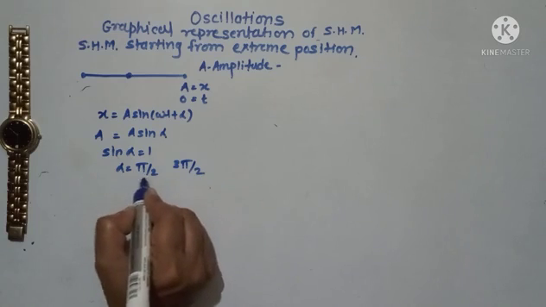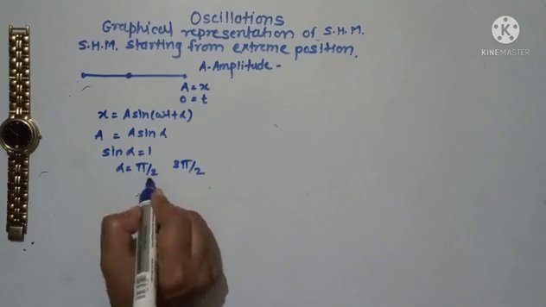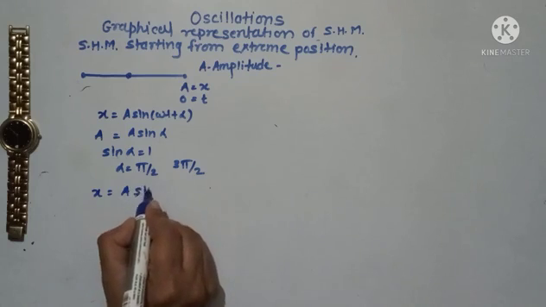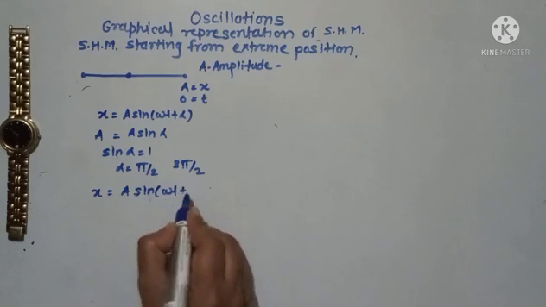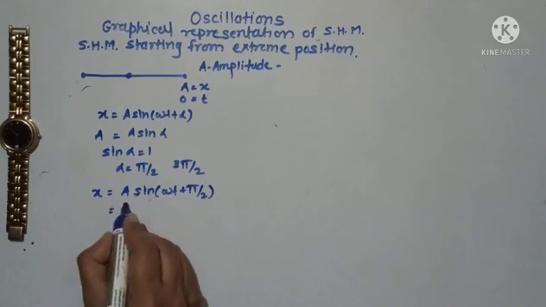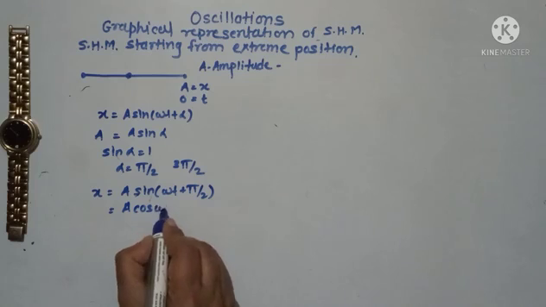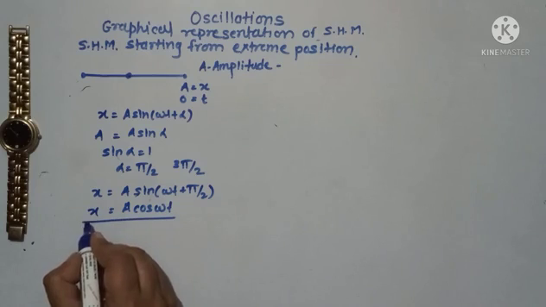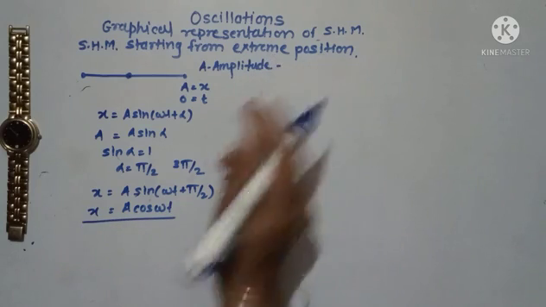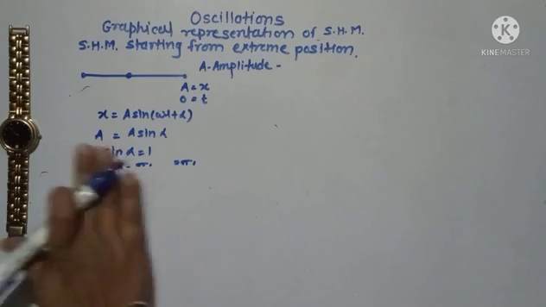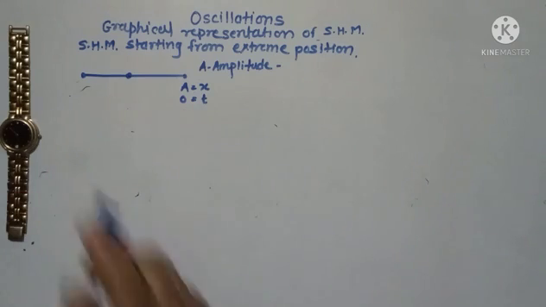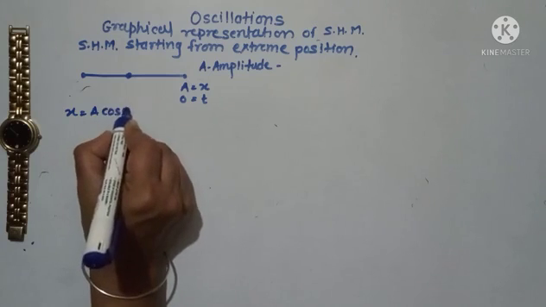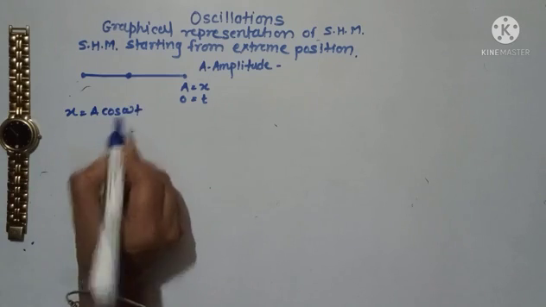Okay, so if I put the value of alpha as pi by 2 in this equation, I can write it here as x is equal to a sine of omega t plus pi by 2, which is nothing but a cos of omega t. Now this is the expression for the displacement of a S.H.M which is starting from the extreme position. Now let me write this equation over here. So we have got x is equal to a cos of omega t. So this is the expression for the displacement.